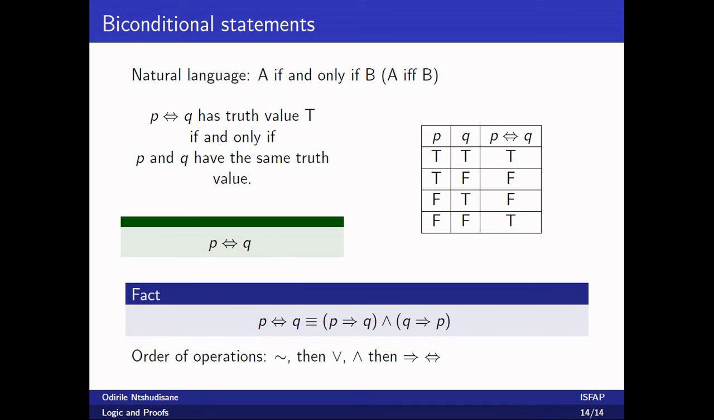P if and only if Q has truth value true if and only if P and Q have the same truth value. That is, P if and only if Q is true if both statement variables P and Q are true, and true if both statement variables P and Q are false. As a fact, we have that P if and only if Q is logically equivalent to the statement form P implies Q and Q implies P.